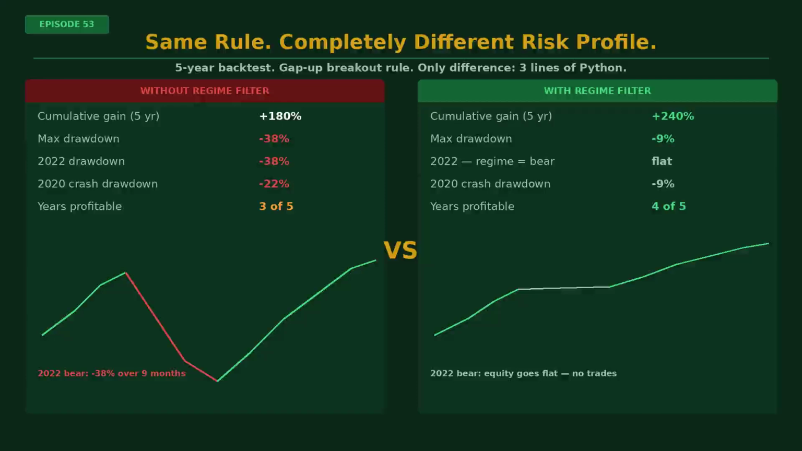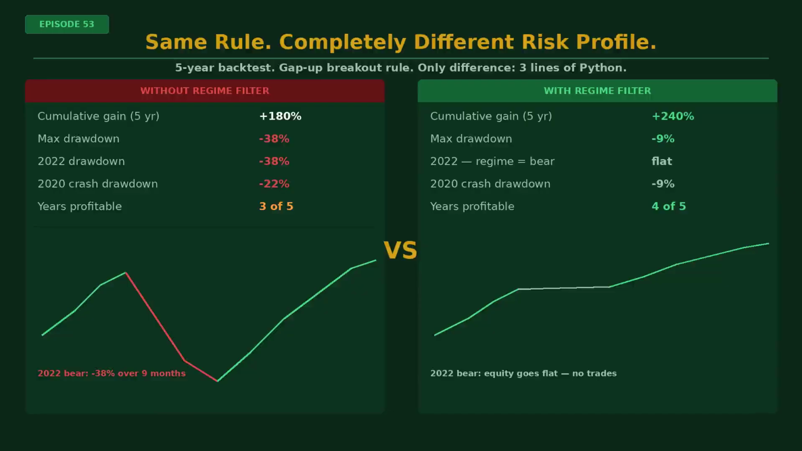Here are two equity curves. Same strategy, same rule, same parameters. The only difference is one curve has a regime filter and one does not. Without the regime filter, 5 years of trading, 180% cumulative gain.